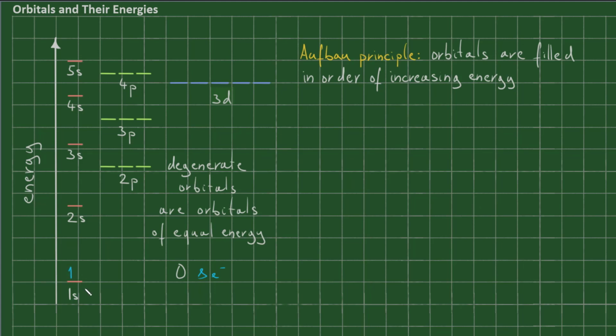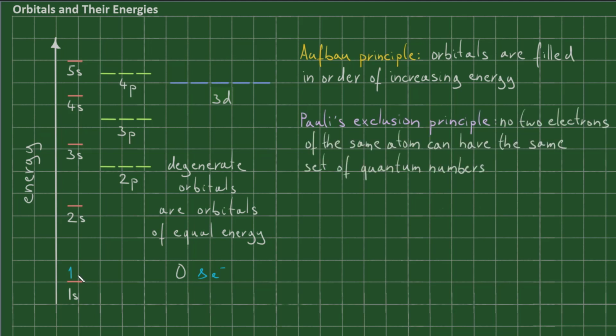What happens next? Recall that each orbital can accommodate 2 electrons. So rather than going to the 2s orbital, the 1s orbital can take up an additional electron. And now we have 2 choices. I can either have another electron spinning up, or I can have an electron spinning down. Which one is it? Recall that each electron has to have its own unique quantum address. This is part of the Pauli's exclusion principle, which states that no 2 electrons of the same atom can have the same set of quantum numbers.